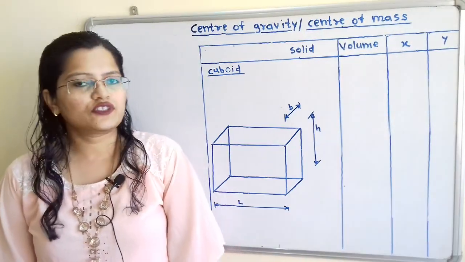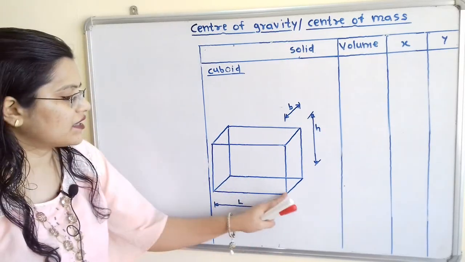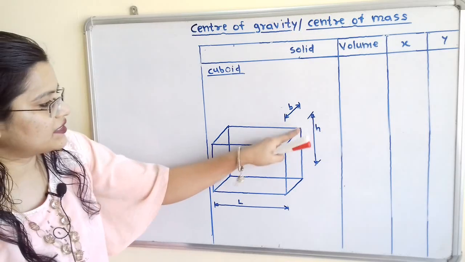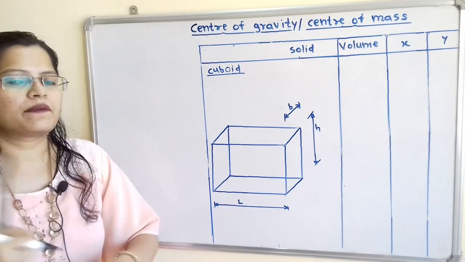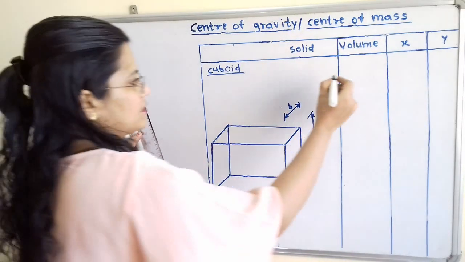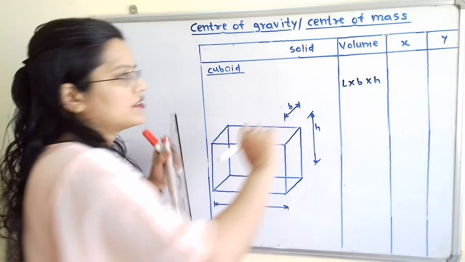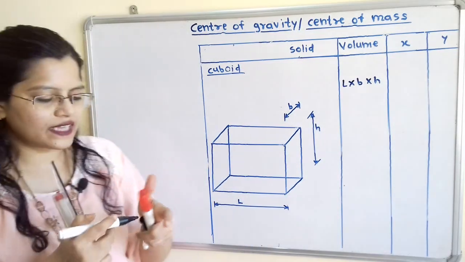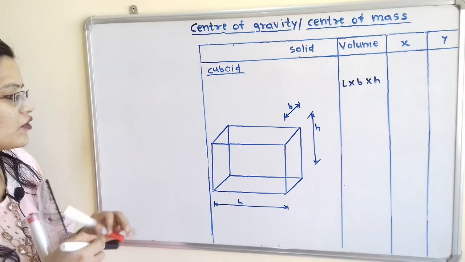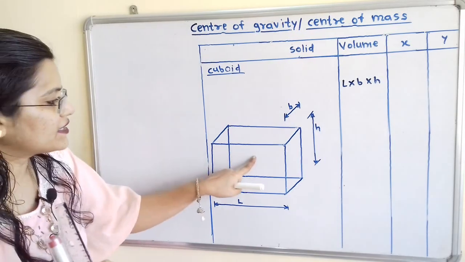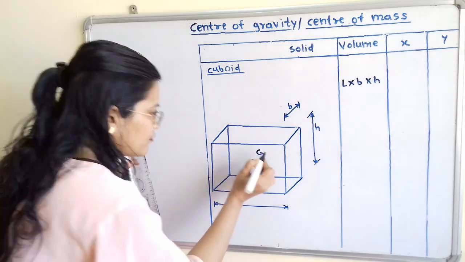Next solid is a cuboid. If we observe this diagram, here is the length, this is the width and this is the height. So volume is equal to length multiplied by width multiplied by height. So we will write here L, B, H. Now how to find out the x and y coordinates of the center of gravity? The center of gravity G is at the center of this cuboid. So I will show here the location of G.